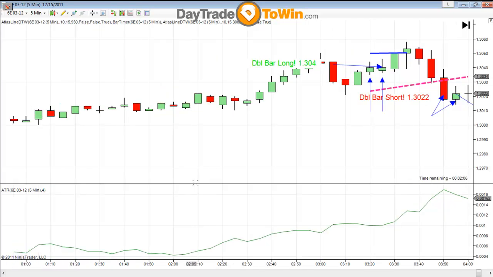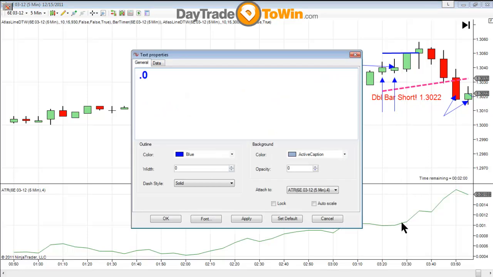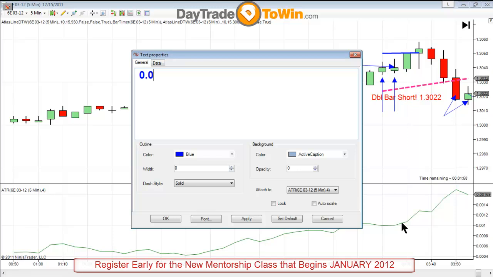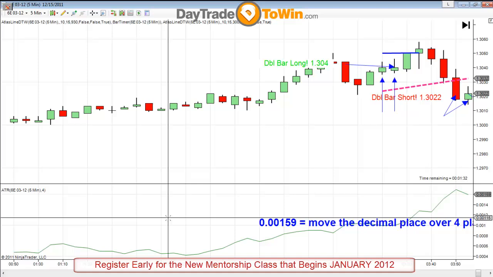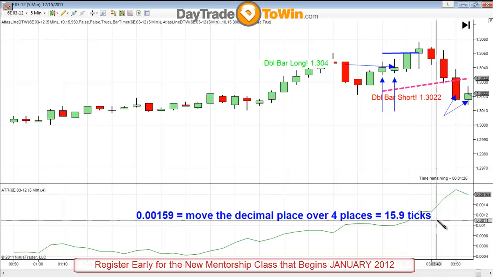I'll show you here. The ATR is 0.00159. That ATR is the equivalent of moving the decimal place over 4 places. So move the decimal place over 4 places, and that's going to equal 15 ticks. Right? 1, 2, 3, 4. It's actually 15.9, but you know me, I round down. 15 ticks. That is exactly how that works. Who asked that question? Jim.